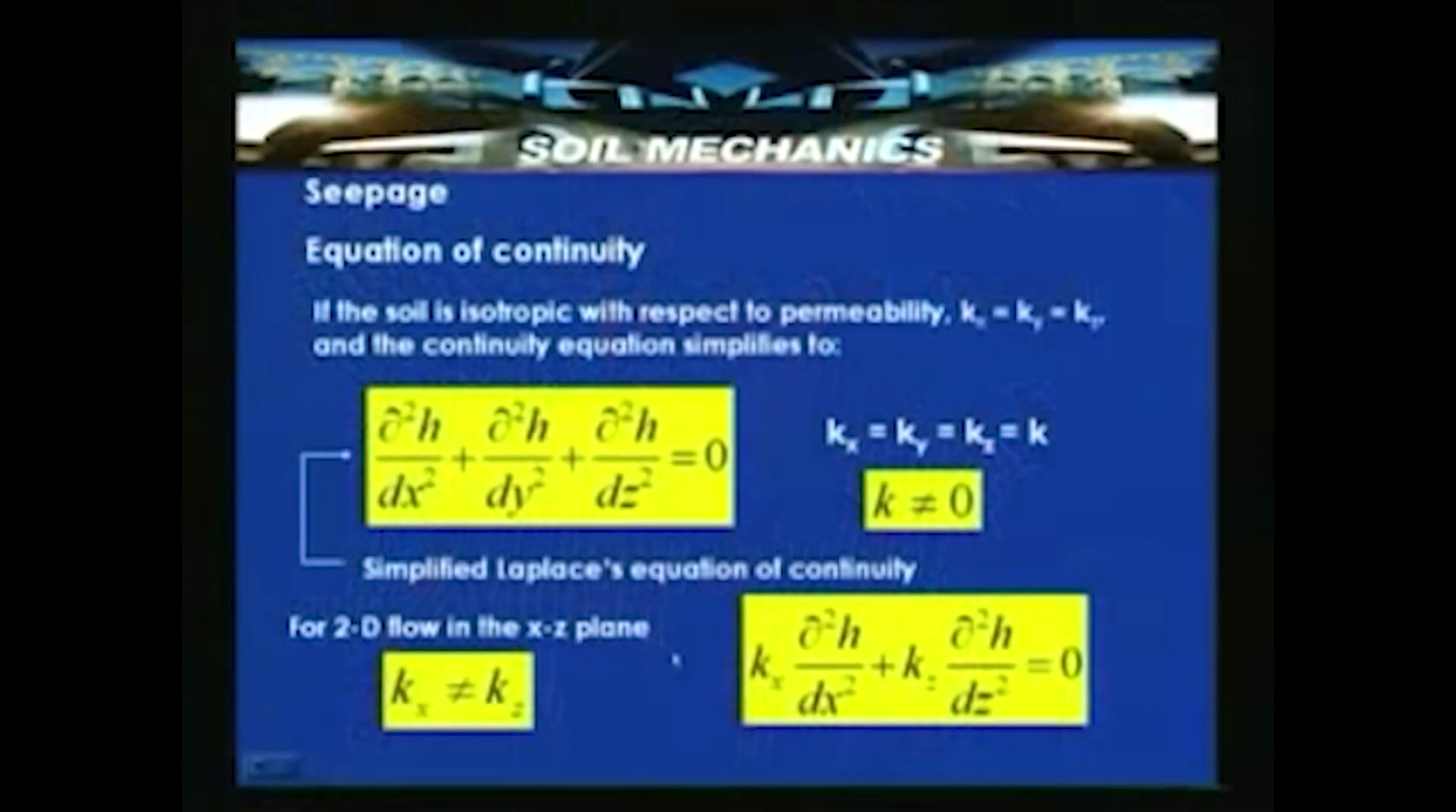So, for 2-dimensional flow in the XZ plane, if kx is not equal to kz, say anisotropic as far as 2-dimensional flow is concerned, then we can say that kx into ∂²h/∂x² plus kz into ∂²h/∂z² is equal to 0. So, here we can say that for 2-dimensional flow in the XZ plane, kx is not equal to kz.